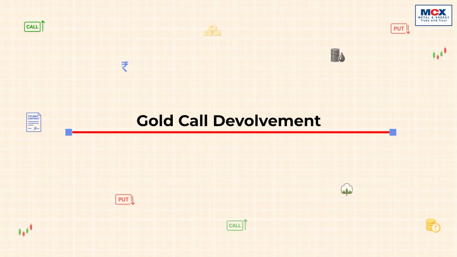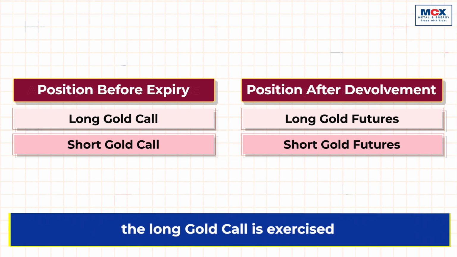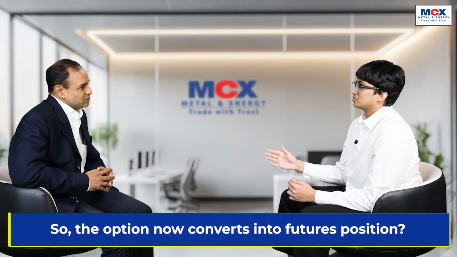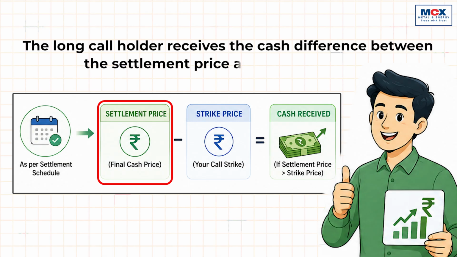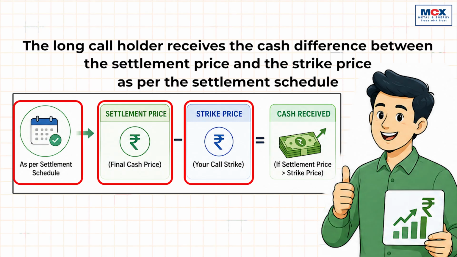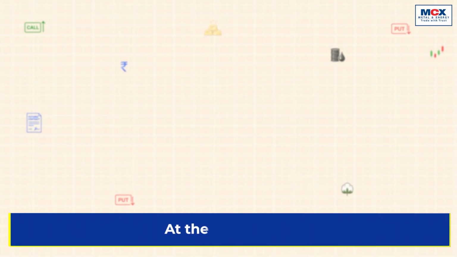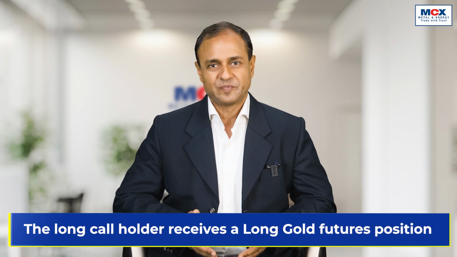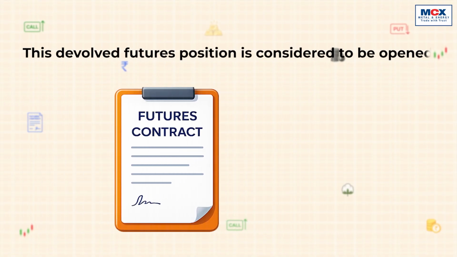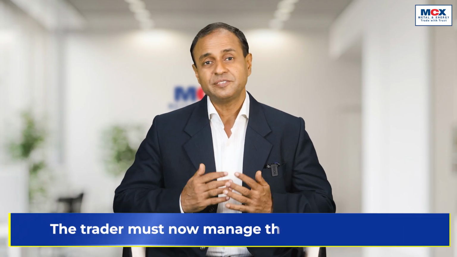Gold call devolvement. If no contrary instruction is given, the long gold call is exercised. So the option now converts into a futures position. Exactly. The long call holder receives the cash difference between the settlement price and the strike price as per the settlement schedule. In our example, the cash difference is Rs 2 lakhs per lot. At the same time, the option position devolves into a futures position. The long call holder receives a long gold futures position. This devolved futures position is considered to be opened at the strike price of Rs 1,40,000. The trader must now manage the futures position.